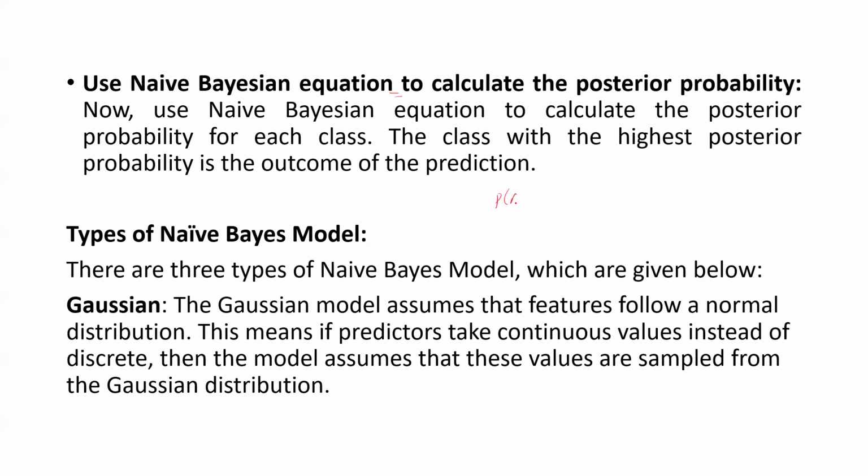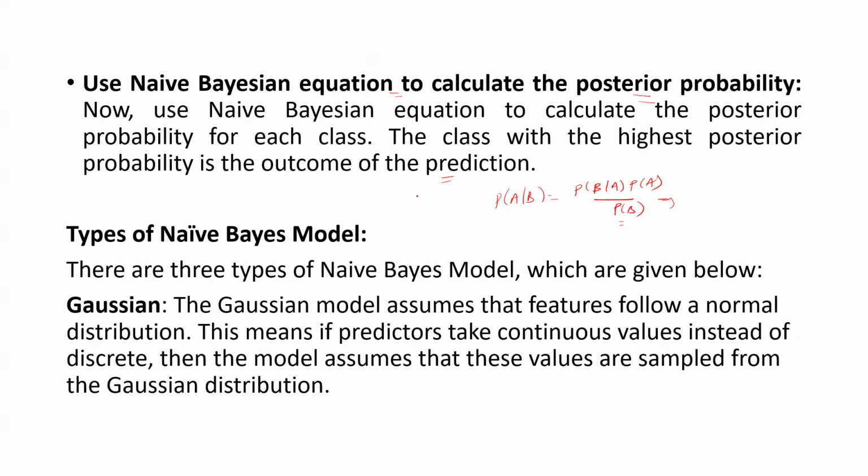We already know Bayes theorem: probability of A given B equals probability of B given A times probability of A, divided by probability of B. The extension to this is Naive Bayes. We use this equation to calculate the posterior probability, and the class with the highest posterior probability is the outcome of the prediction. These are the main three steps.